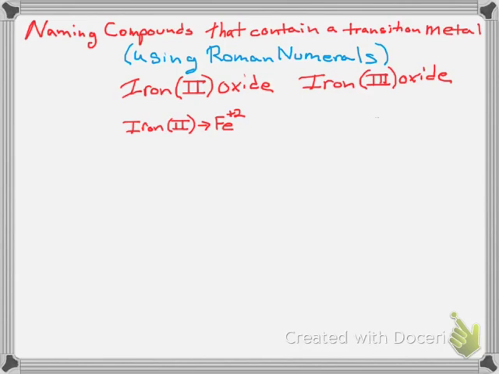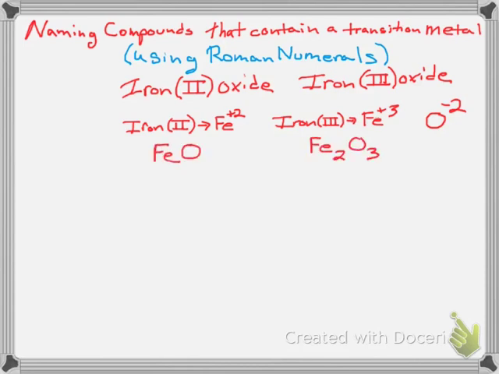In other words, it has a positive 2 charge. The Roman numeral 3 in iron 3 oxide indicates that the iron is in the +3 oxidation state. Knowing what the charges on the positive ions are, and the fact that oxygen will always have a -2 oxidation state, you were able to write the formulas for the compounds as FeO and Fe2O3.